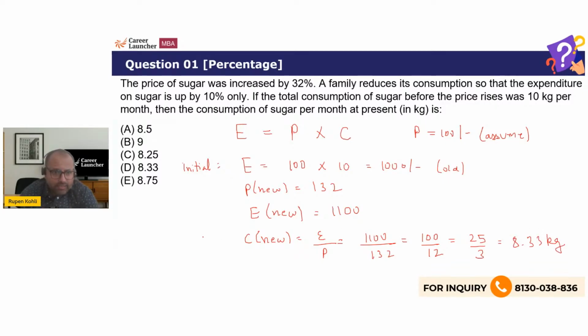So this is a very simple calculation based on percentage changes, and this is the starting point to understand how the different parameters are related. The point is that when you have such questions, the first thing to understand is the equation that relates the different variables. All right.